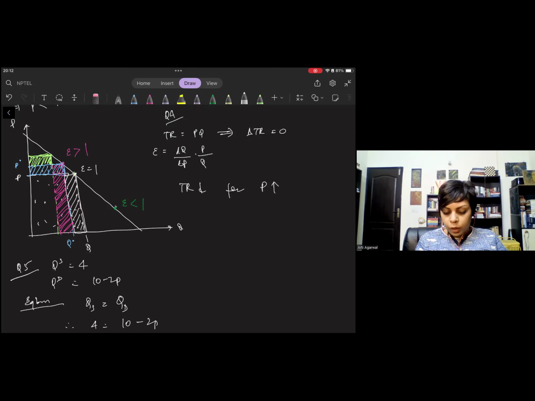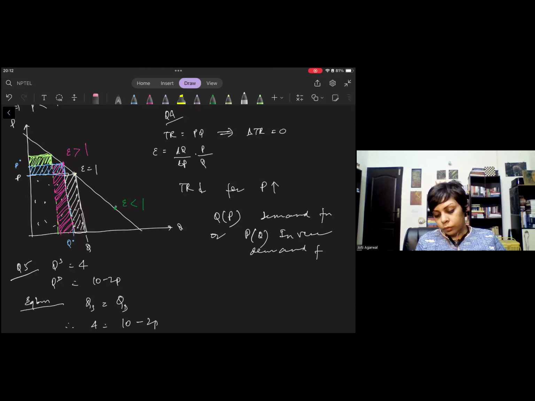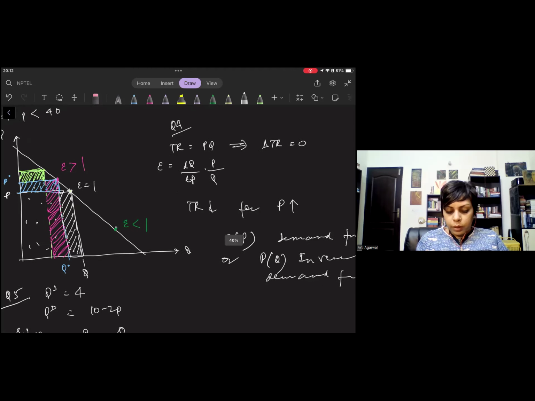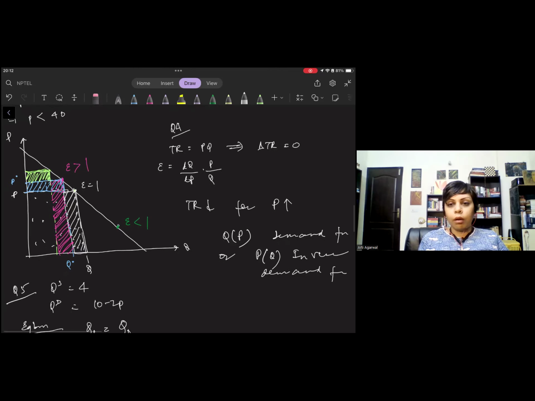Anyway, so here either Q will be a function of P, or this is a demand function, okay? Or P will be a function of Q, which is the inverse demand function. So when you say total revenue equals P into Q, please remember that either P is a function of Q or Q is a function of P, because when I put epsilon equal to 1, people assume P is equal to Q, numerically like that.